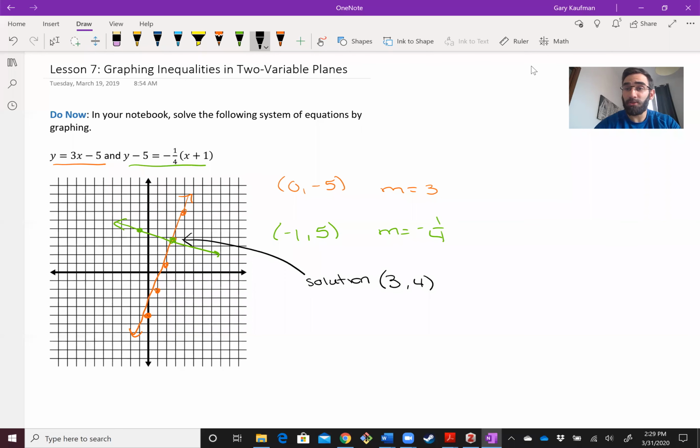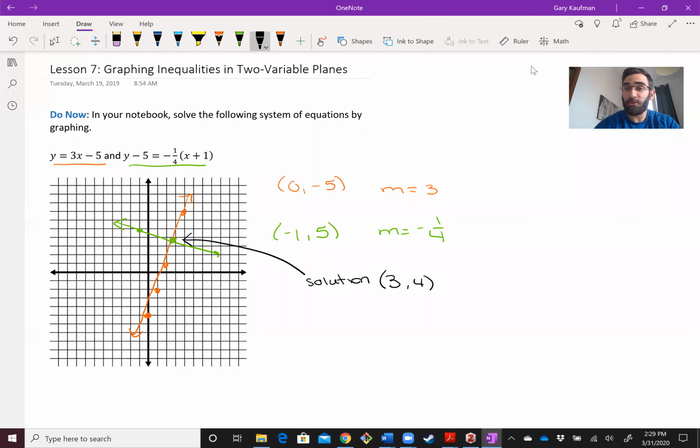So I used what I knew about slope-intercept form and point-slope form to pull out the key point, and then I used the slope to be able to graph both of these equations to find that the solution, the ordered pair that satisfies both, is (3, 4). So hopefully we feel comfortable with that because we're going to be using that today.